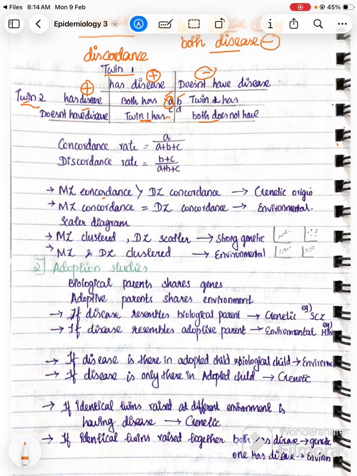Now the scatter diagram: monozygotic twins are clustered. For dizygotic twins, it is scattered. So that means the disease is mostly of genetic origin. In monozygotic and dizygotic, if clustering is seen in both, that means the disease is of environmental origin.